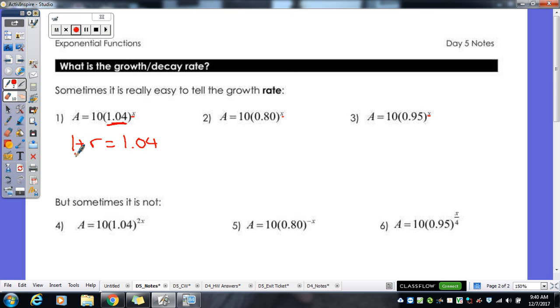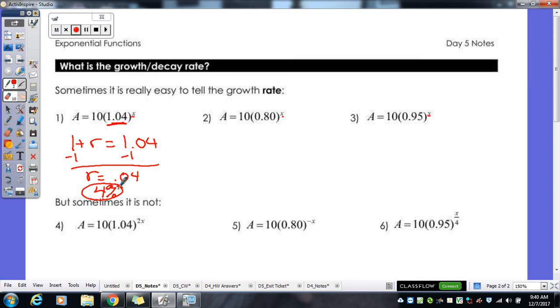So then if I subtract my 1, that means my rate is 0.04. So as a percent, it would be 4%. Now some people can just subtract the 1 in their heads. That's perfectly fine. If you want to do that, go right ahead.